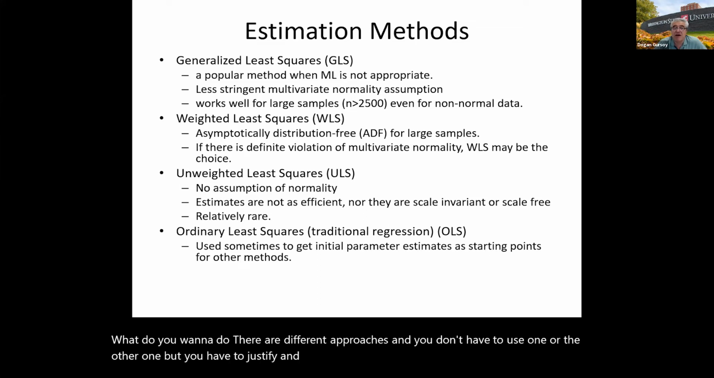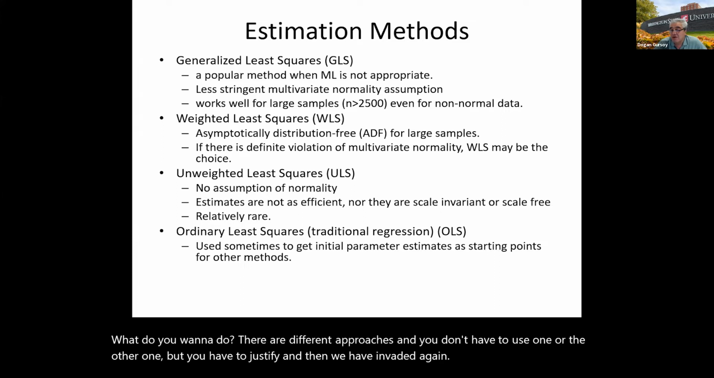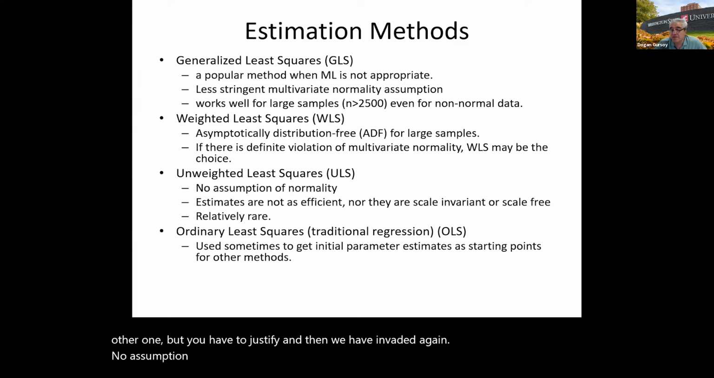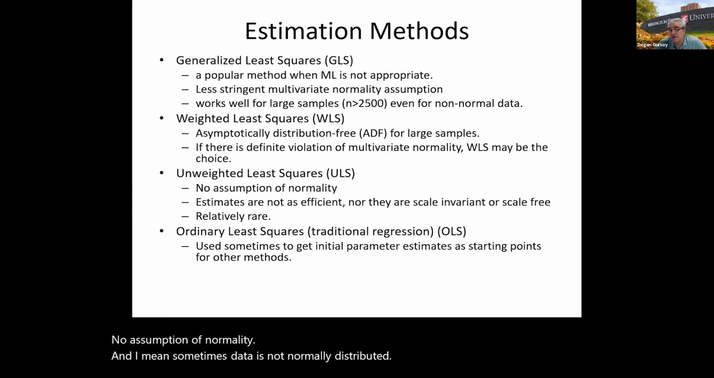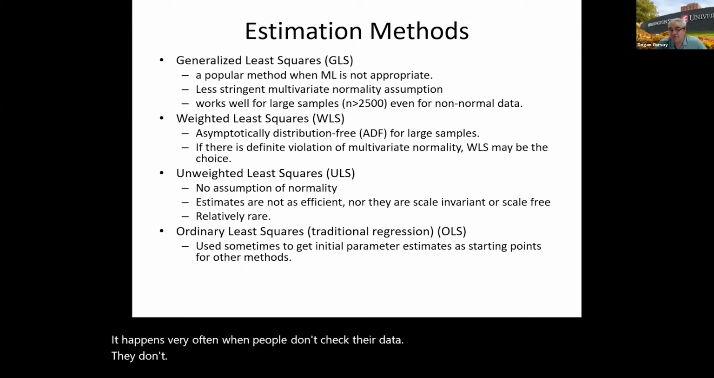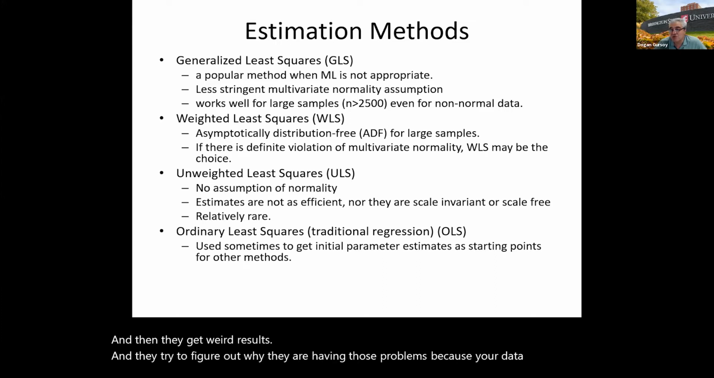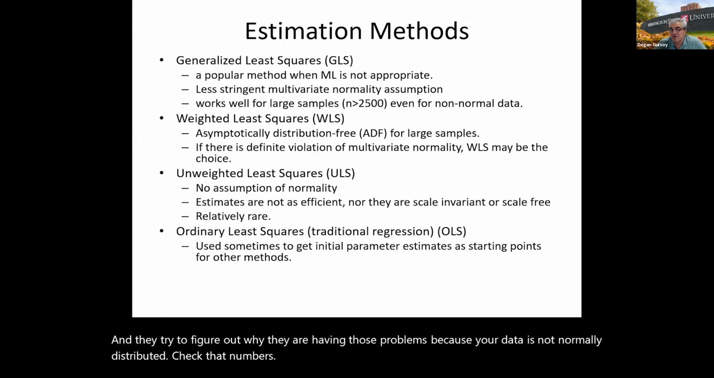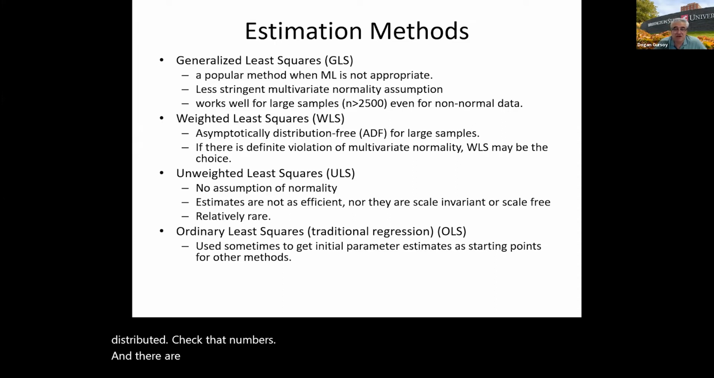And then we have unweighted least squares, again with no assumption of normality. Sometimes data is not normally distributed. It happens very often. People don't check their data, and then they get weird results. They try to figure out why they are having those problems, but it's because the data is not normally distributed. Check that first. There are simple tests for that. Then pick one of these different methods.